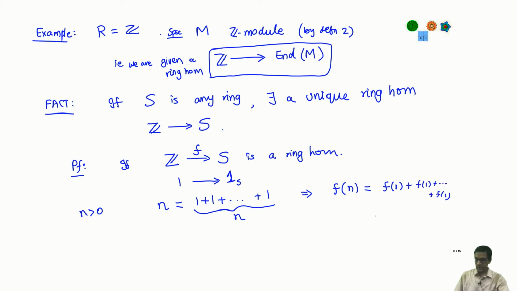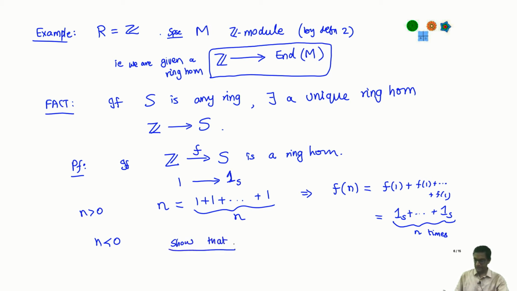In other words, it has to map it to 1s plus 1s plus 1s added n times. Okay, f of n has to be this, there is no other choice for n positive. So similarly, if n is negative, now you just have to do the same sort of calculation we did before. F of 0 is 0 and therefore f of minus n is minus n. So when n is negative, show that.